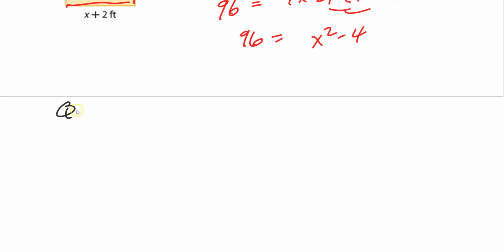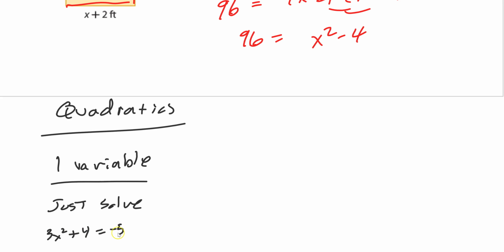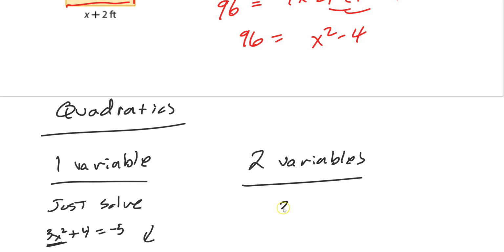So for quadratics, if there's one variable, like we have right here, just solve. That's the easiest way to do it. So if I give you like 3x squared plus 4 equals negative 5 or something, you just solve it. Just solve for the x, try to isolate the variable. If there's two variables, like 3x squared plus 2x minus 1 equals 15, then you have to set equal to 0 and factor.